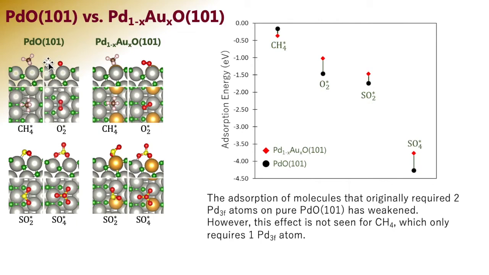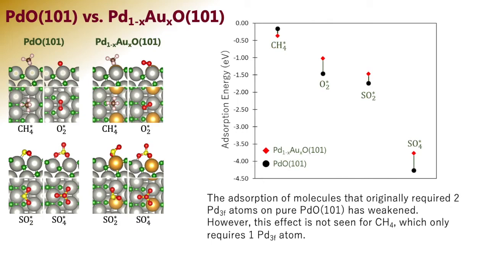O2 molecule changes its adsorption structure from a bidentate bonding on palladium oxide to monodentate bonding with the 3F palladium atom of a palladium gold oxide surface, because the occupied DZZ of gold exerts a repulsive interaction with the filled O2 molecular orbitals. SO2 also changes in its adsorption structure as it transforms from the tridentate structure on palladium oxide to a bidentate structure on palladium gold oxide surface.